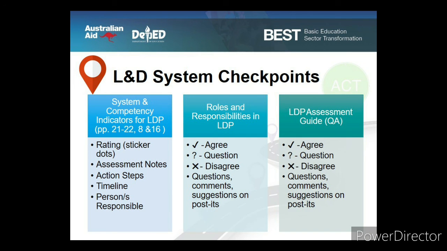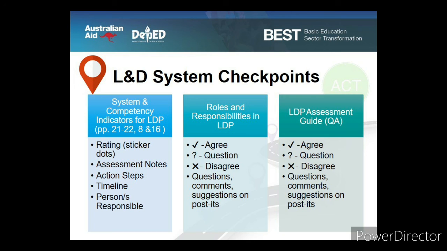Learning and Development System checkpoints. A while ago, I presented the 3 important variables under the L&D system checkpoints. Now, allow me to present to you the specific examples under each item. For system and competency indicators for LDP, here are the items. Number 1, the rating or the sticker dots. Number 2, assessment notes. Number 3, action steps. 4, timeline. 5, persons responsible.